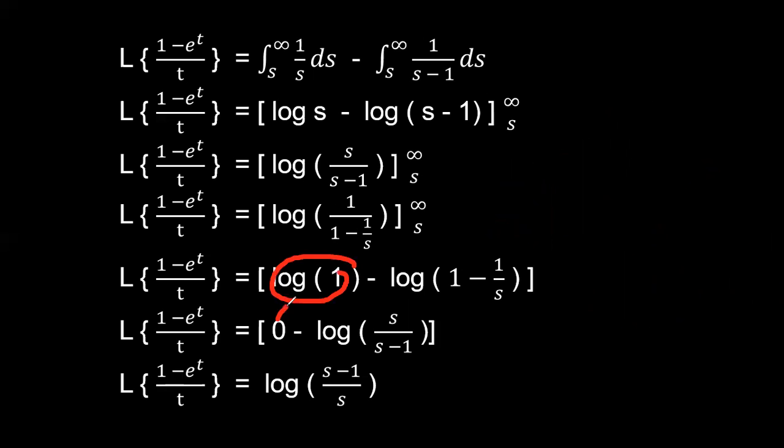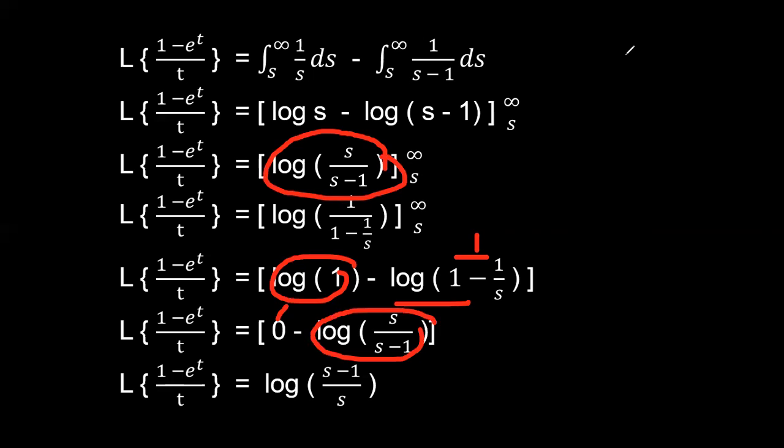What is the log 1 value? 0. If you substitute the lower limit, then you will get the same function. If you simplify this same function, what will you get? It is log of 1 by 1 minus 1 by s. If you simplify this function, then what will you get finally? Log of s by s minus 1. So if you take the LCM and simplify this, then finally you will get the same function. Whatever function you have here, that same function is represented here.